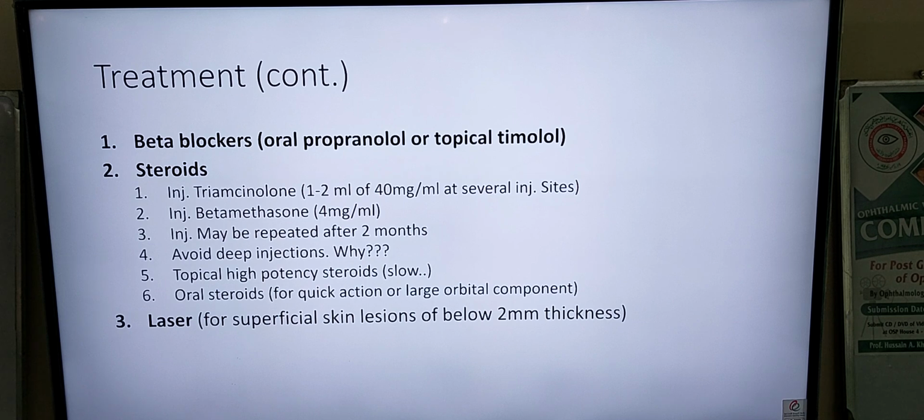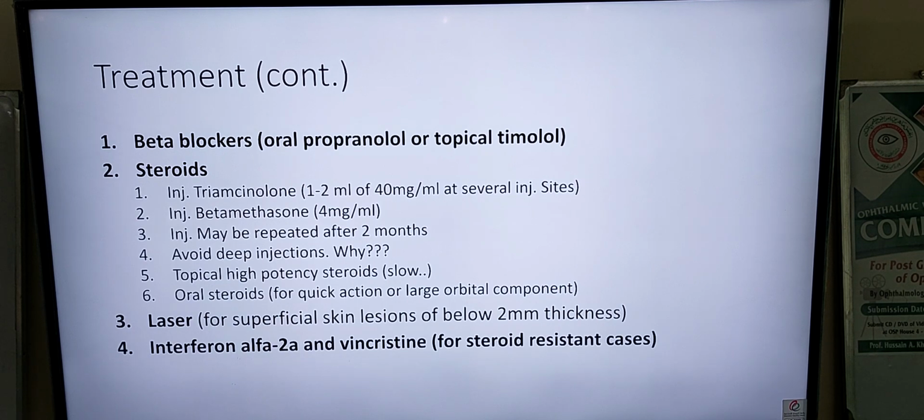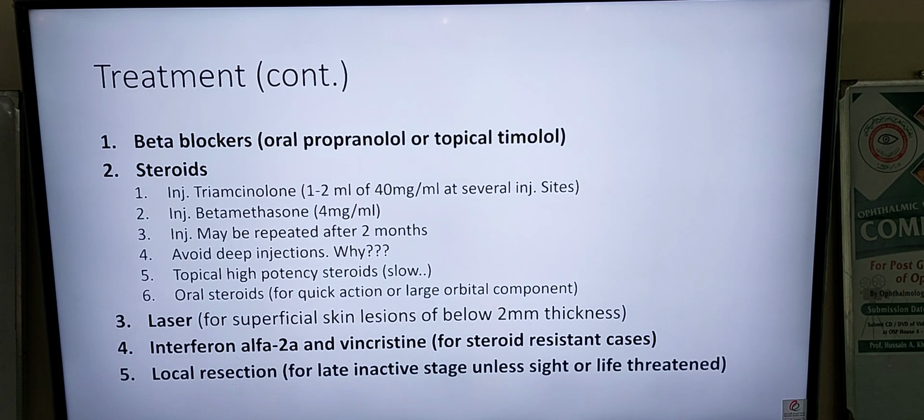The third option is lasers, especially for superficial skin lesions of size less than 2 mm. Interferon alpha 2a or alpha and vincristine may be used for steroid resistant cases. Local resection may be done usually for late and inactive stage, but if the sight or life is being threatened, then we have to go for early resection.